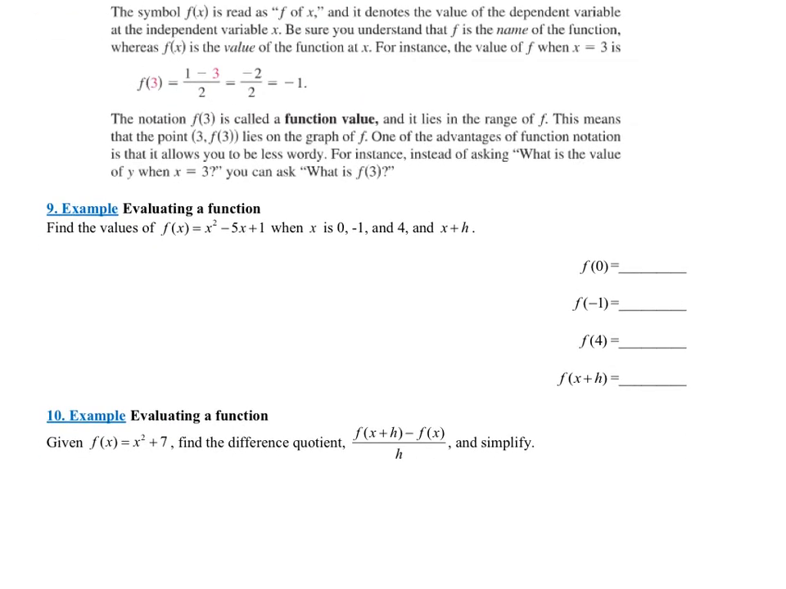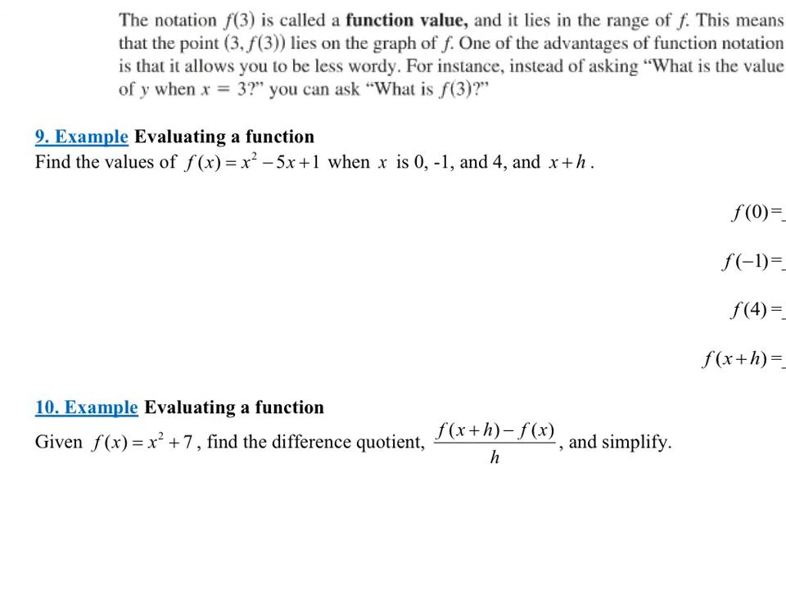Example number 9, it says evaluating a function. Find the values of f of x equals x squared minus 5x plus 1 when x is 0, negative 1, 4, and x plus h. I really want you to concentrate on the x plus h version of this, and I really, really want you to concentrate on example 10 from this one. You might have seen these problems in a college algebra course, but these are something that you are going to see in the first week or two of calculus. So plugging in numbers, we're always going to have to do it, but what's huge with calculus is this x plus h thing and something called the difference quotient. So let's work through these together.